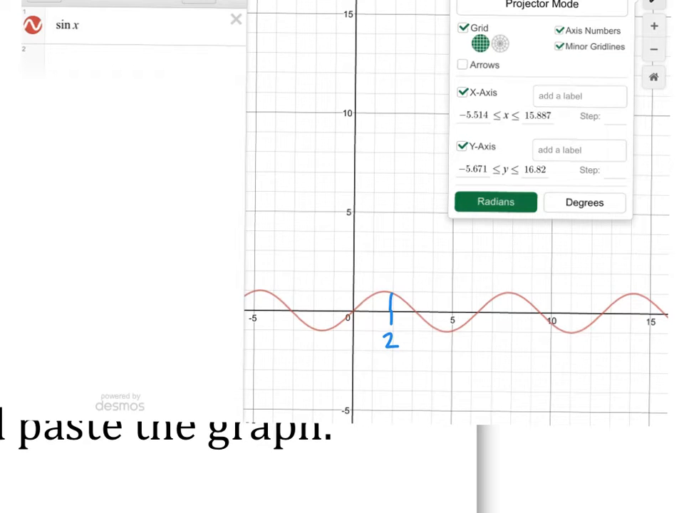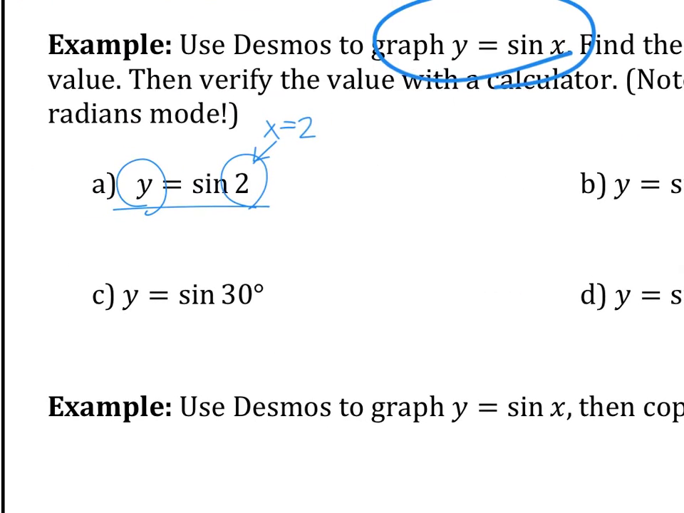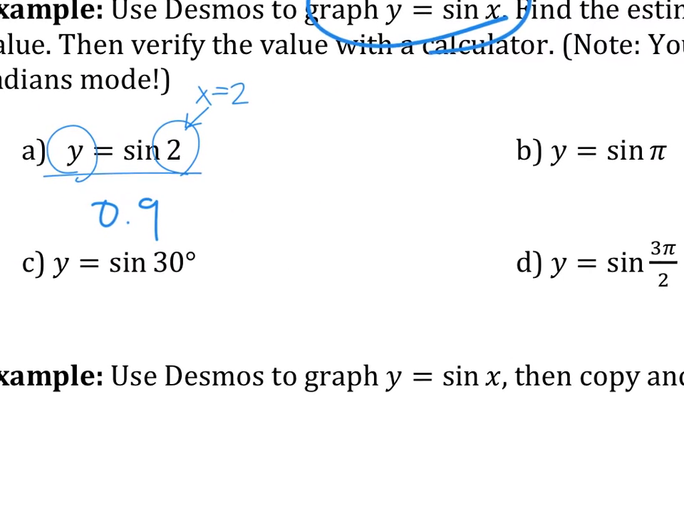And then you approximate what y is here. y looks like it's a little bit lower than 1, so I would say maybe 0.9. Because this is not a live Desmos, you can also put your finger on the graph and it will actually tell you what that value is. But it's about 0.9. And then what I want you to do is go ahead and do the same thing for sine pi, sine 30 degrees, and then sine 3 pi over 2.